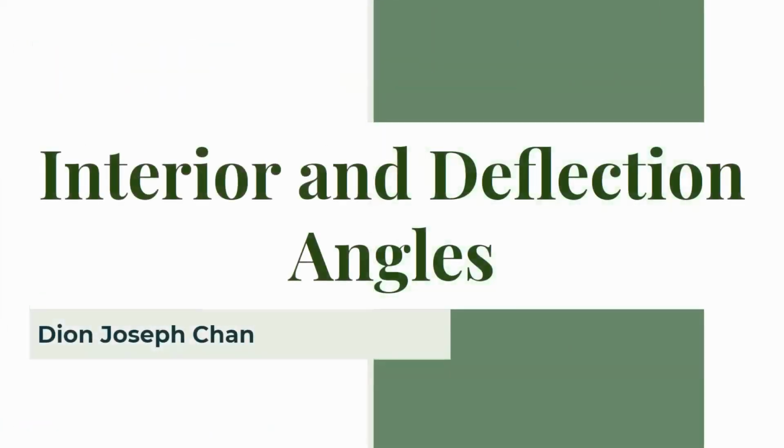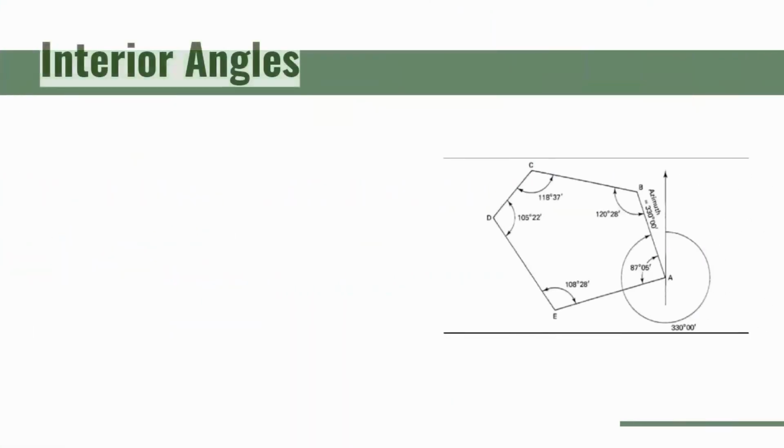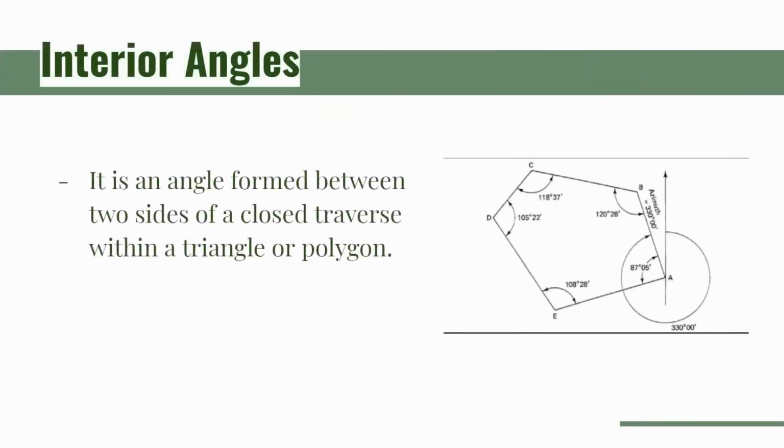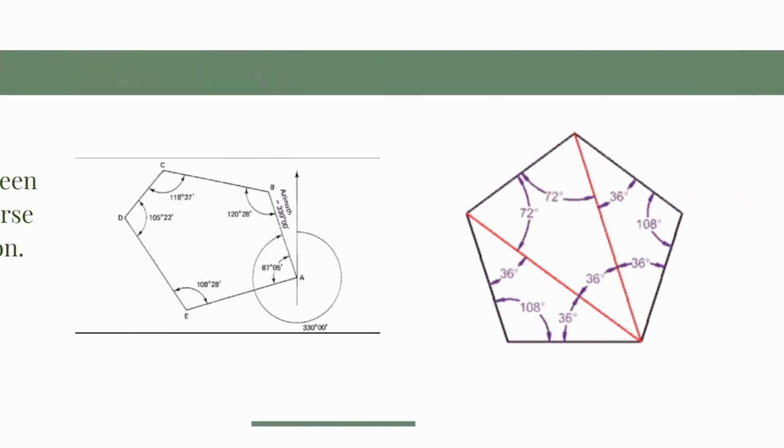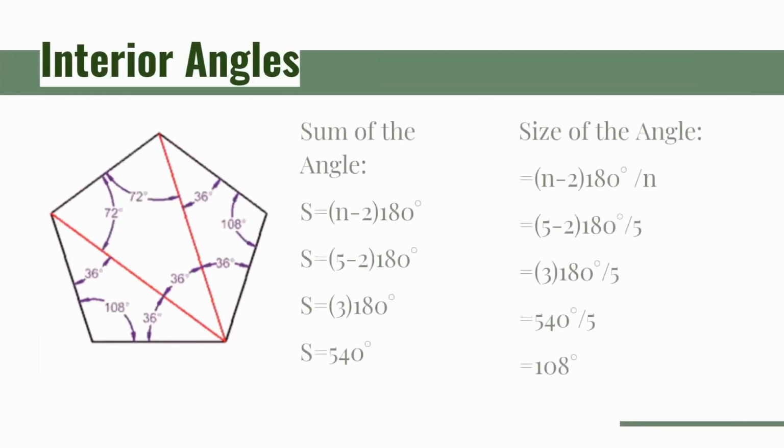So we'll be talking about interior and deflection angles. First, we have the interior angles, which are angles formed between two sides of a closed traverse within a triangle or polygon. A check can be made since the sum of all angles in any polygon must be equal. As you can see on the image below, we have a pentagon.